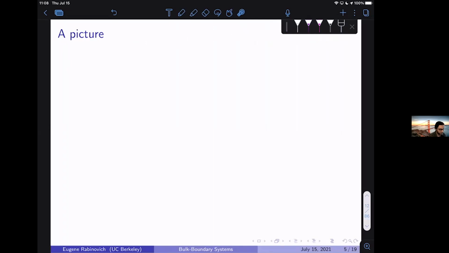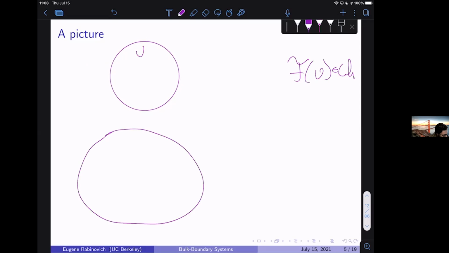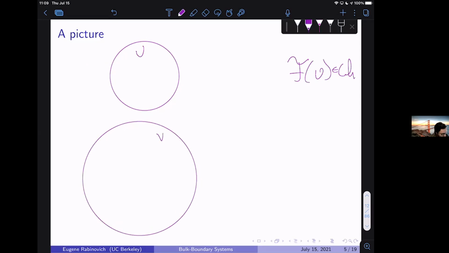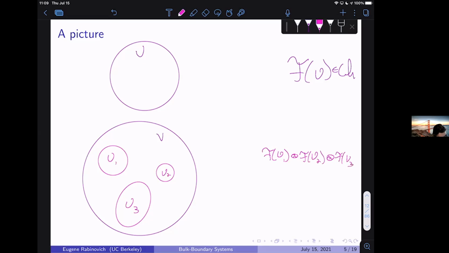So here's a quick picture. For every open subset U, we will obtain some cochain complex F of U. And then whenever we have some large open subset with some smaller open subsets in it, we will get a map from the tensor product here to the bigger space. So we'll get a map like this.